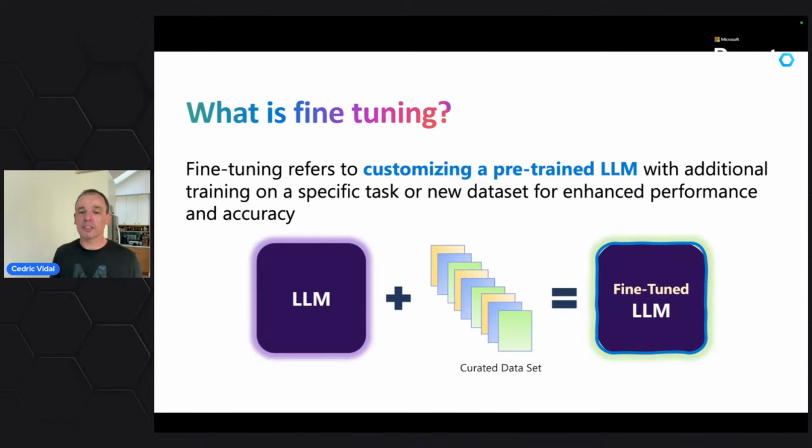That's where fine-tuning comes in. The principle is you take a pre-trained LLM, such as GPT-3.5 or a small Llama model, 8B, and you take a data set and you combine the two, and you create a fine-tuned version of the LLM that knows about your domain.